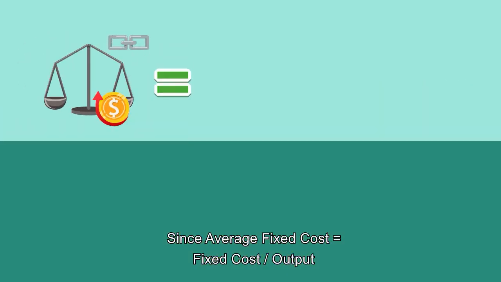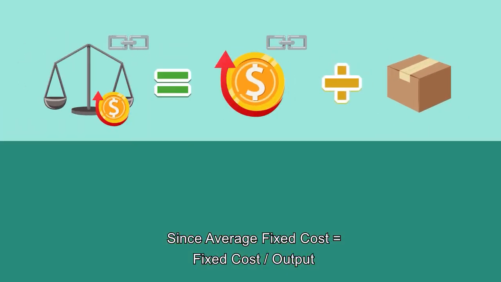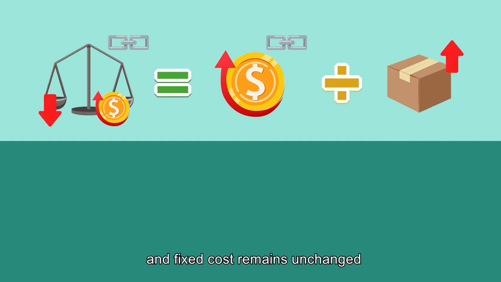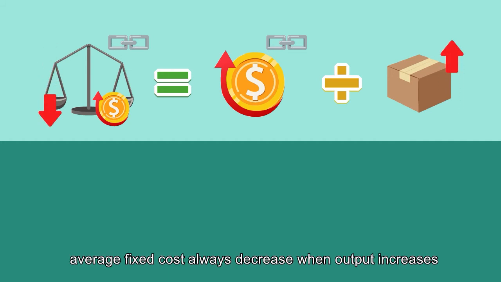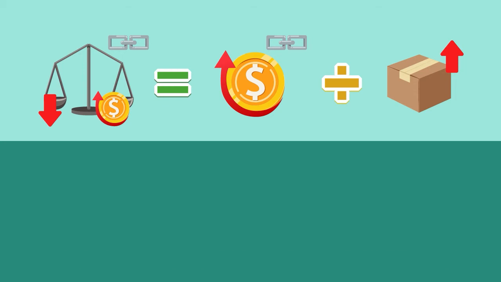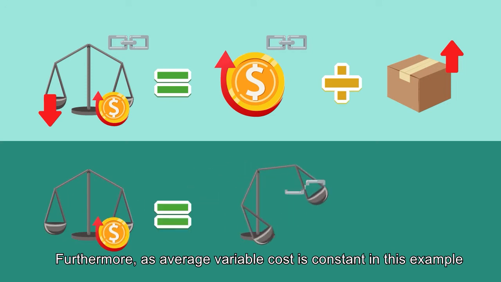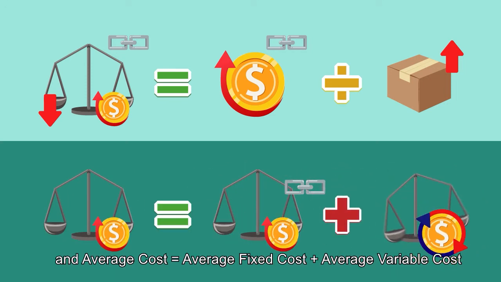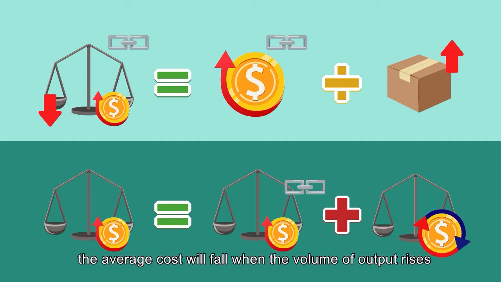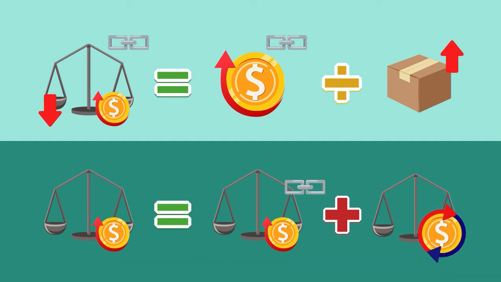Since average fixed cost equals fixed cost divided by output, and fixed costs remain unchanged, average fixed costs always decrease when output increases. Furthermore, as average variable cost is constant in this example, and average cost equals average fixed cost plus average variable cost, the average cost will fall when the volume of output rises.